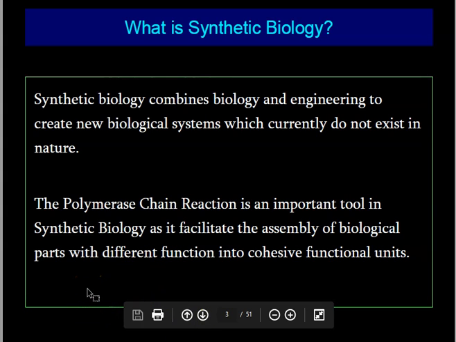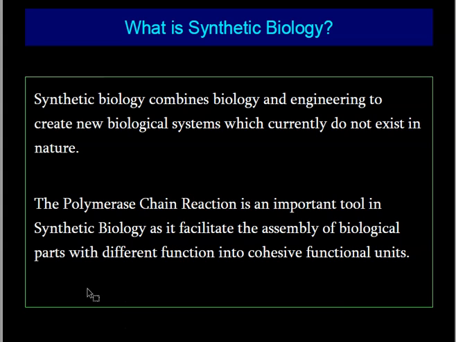What exactly is synthetic biology? Synthetic biology combines biology and engineering to create new biological systems which currently do not exist in nature. So what essentially synthetic biology refers to is the engineering of genes to create systems. And in this case, we look at the genes in terms of their functionality. In order to assemble genes, the polymerase chain reaction is employed, and we use a specific method known as Gibson assembly to assemble genes.